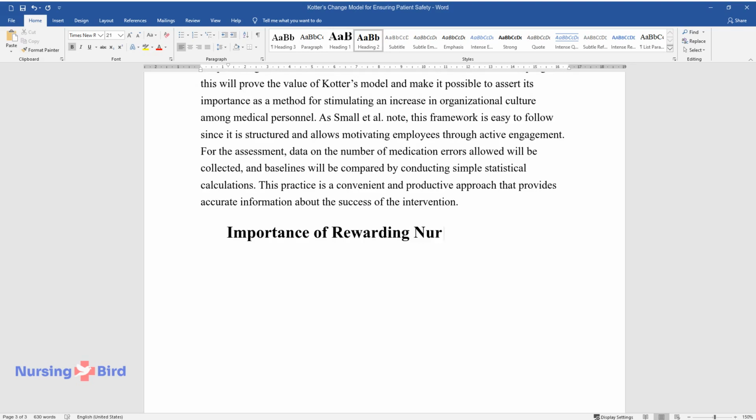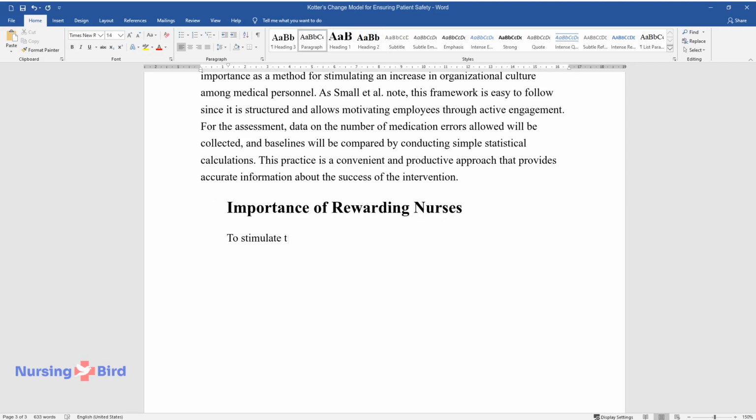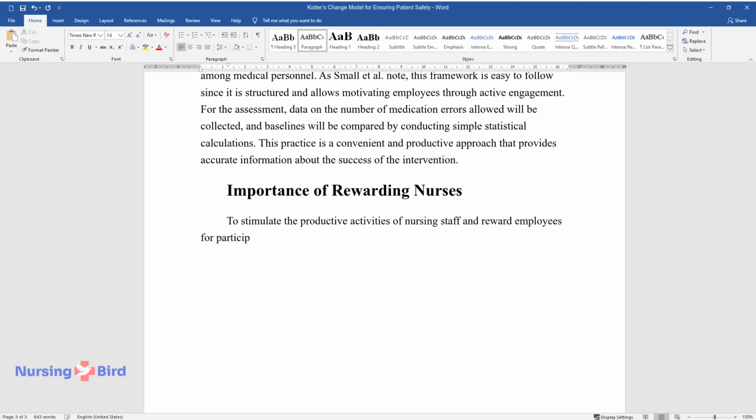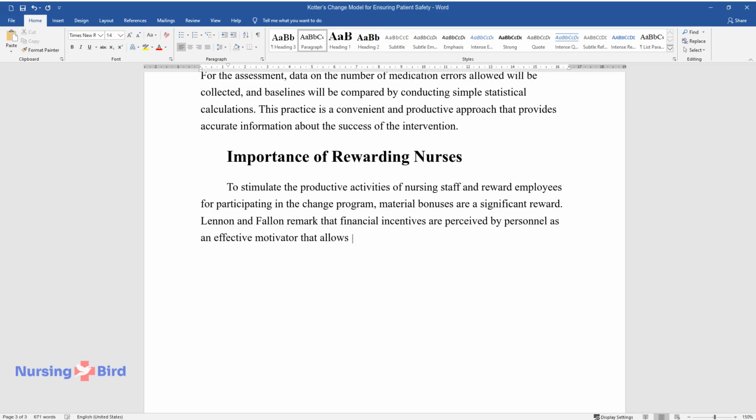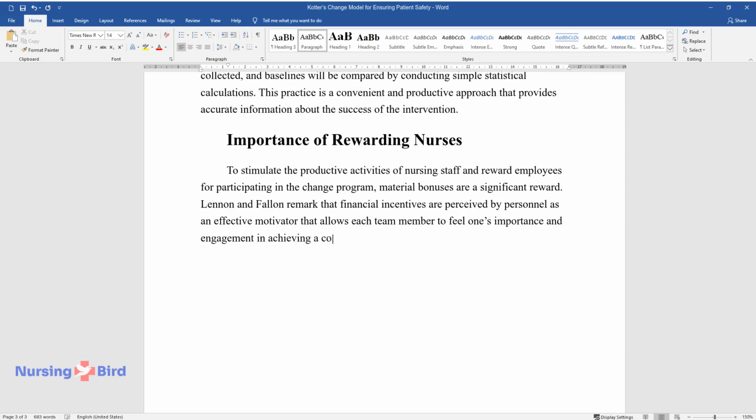Importance of rewarding nurses. To stimulate the productive activities of nursing staff and reward employees for participating in the change program, material bonuses are a significant reward. Lennon and Fallon remark that financial incentives are perceived by personnel as an effective motivator that allows each team member to feel one's importance and engagement in achieving a common goal.